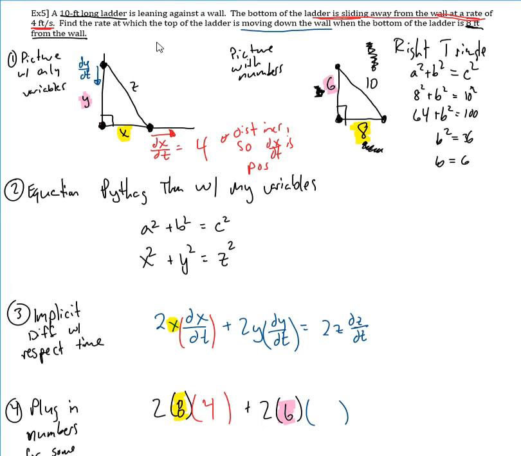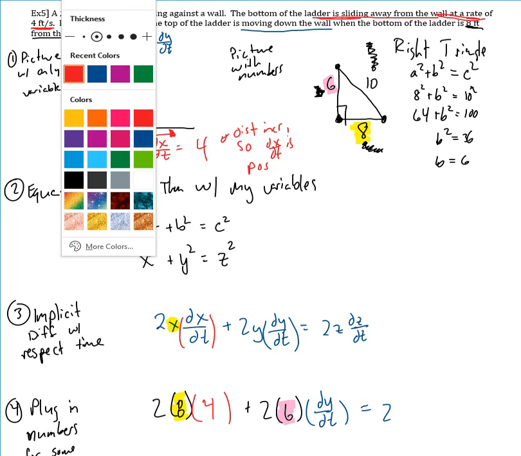So they're saying find that dy dt. So let me add that note right there. That's what we're finding, so that's what I should keep as my variable. So dy dt is just left as dy dt, and then equal to 2. And then z, well, z is the length of the ladder.